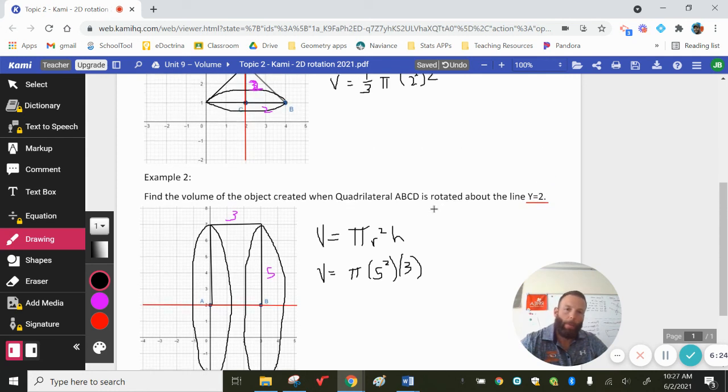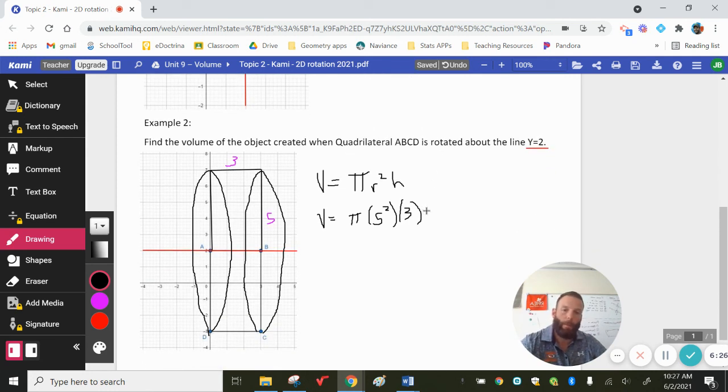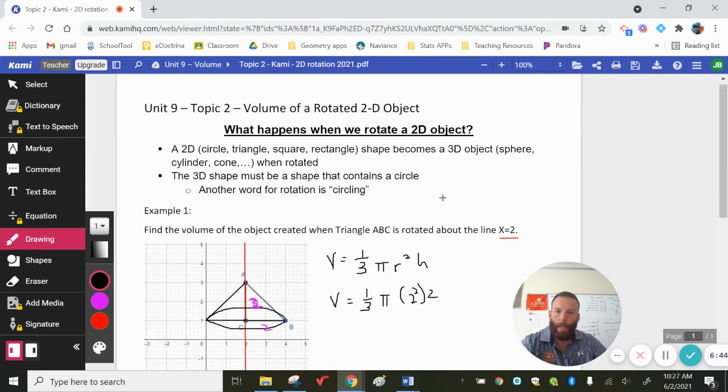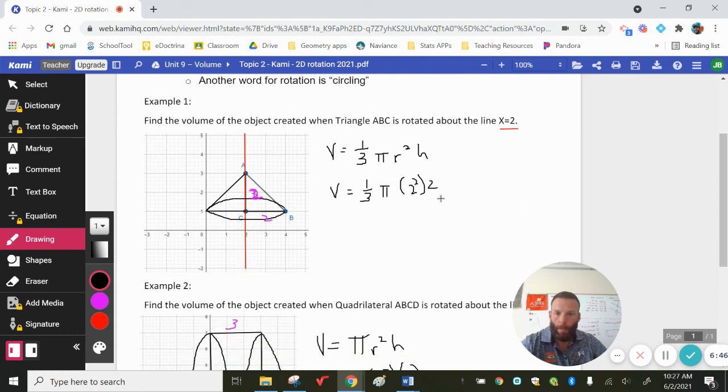So that's what happens when we rotate a two-dimensional shape. We end up creating an object with a circle, whether it be a cone or a cylinder or something like that. It could be a sphere: if I rotate a half circle, it would make a sphere. There will be a couple practice problems for you to try out, and that's it.